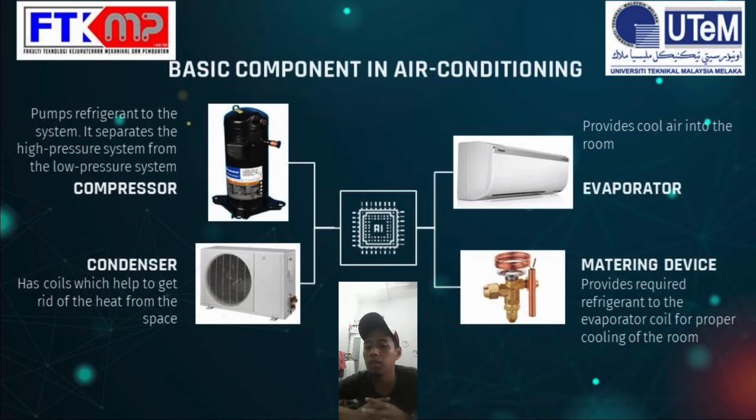The second component is the condenser. The condenser has a coil which helps to get rid of the heat from the space. The third component is the metering device, or other people say capillary tube or TXV. What it does is provide the required refrigerant to the evaporator coil for proper cooling of the room. And the last component is the evaporator. The evaporator provides cool air into the room.